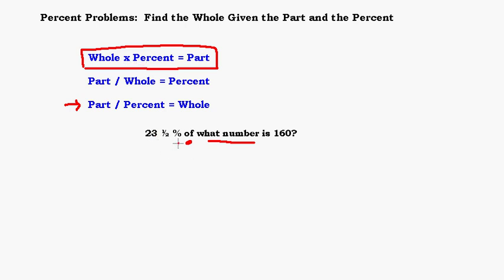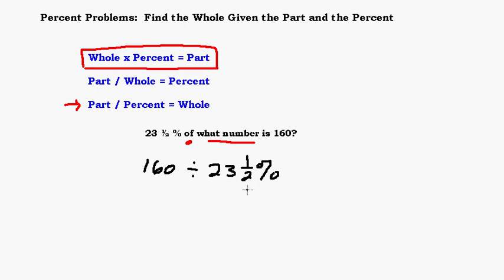So here you're taking 23.5% times what you don't know, so that's the whole, and it's supposed to come out to be 160, which is the part. Alright, so we're going to take the part divided by the percent to equal the whole. So we need to figure out what is 160 divided by 23.5%.